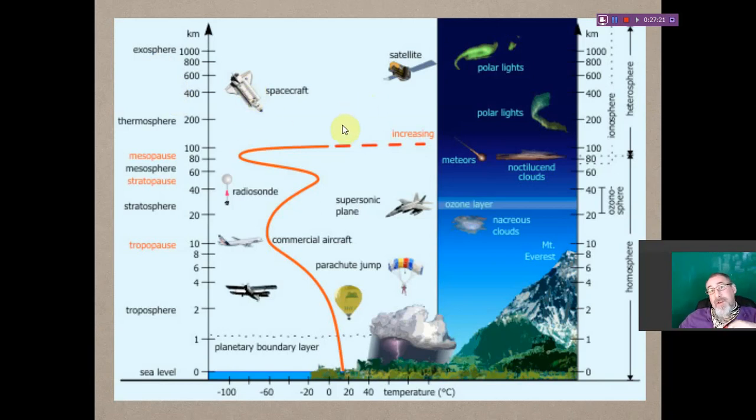Spacecraft and satellites are in the exosphere. The International Space Station is in the bottom of the exosphere, top of the thermosphere. We can see the northern lights, or the aurora borealis, because of the ionosphere. We see meteors burn up in the mesosphere, or in the bottom parts of the thermosphere. So a lot going on in our little ball of air around our Earth.